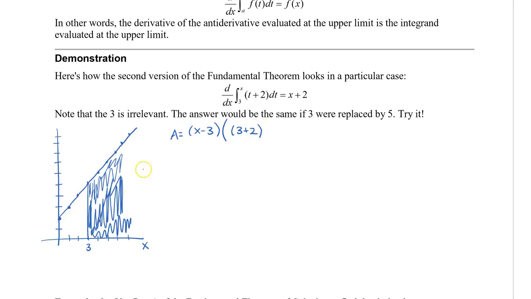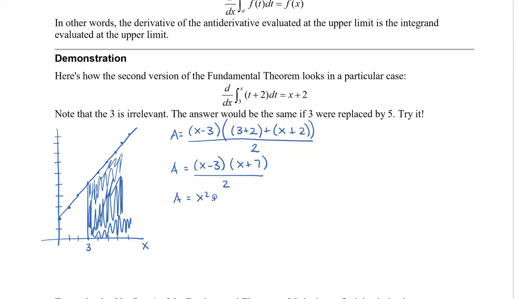Remember, this is the area of a trapezoid, so we have our height, kind of our base here, and then we have b1, and then we have this side here. At x, it's going to be x plus 2. And then all of this is divided by 2 to get the area of the trapezoid. So we're going to simplify. This gives us x plus 7 inside these brackets, all divided by 2. So the area is x squared plus 4x minus 21, all divided by 2. All right, so that's what the area is.